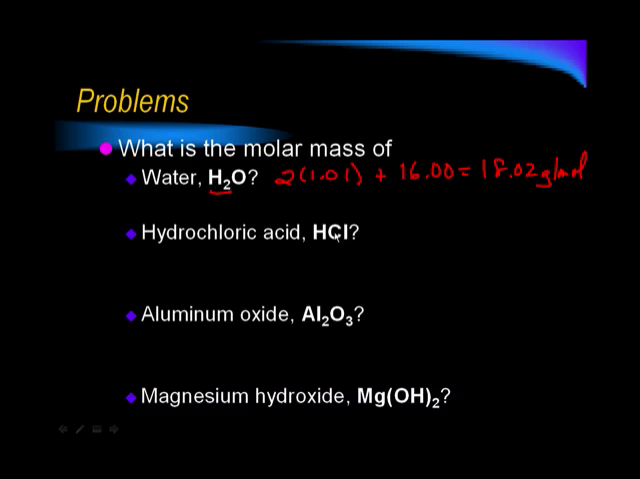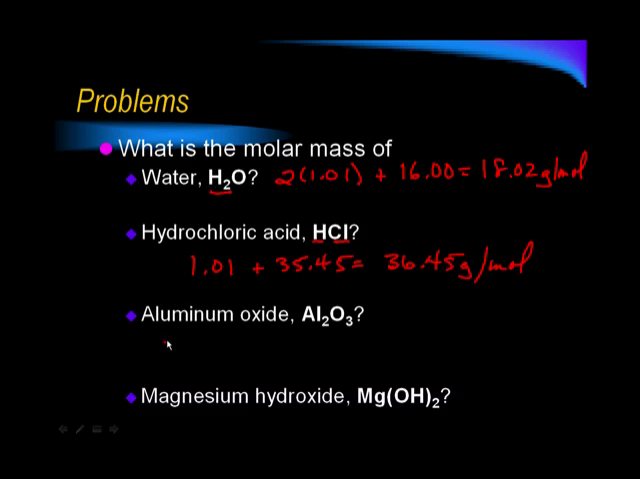Hydrochloric acid, 1 hydrogen, 1 chlorine. Hydrogen's 1.01. I look up chlorine off the periodic table, 35.45. You add those 2 together, 36.45 grams per mole. We're going to use these numbers in the next section to solve some problems.